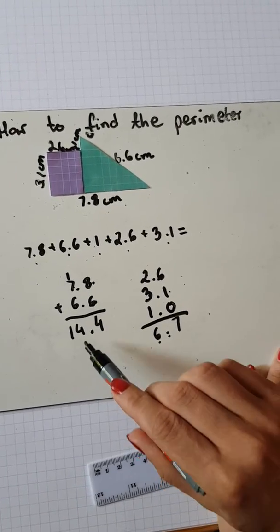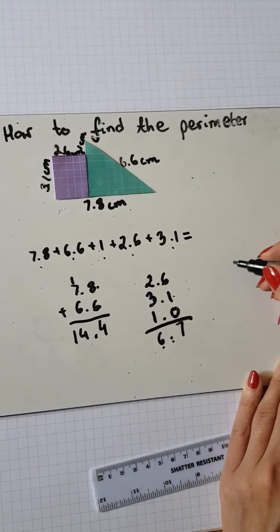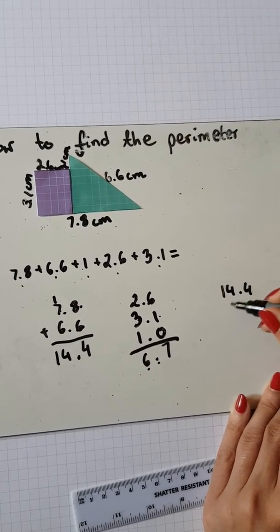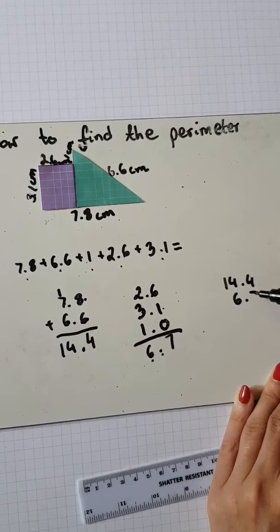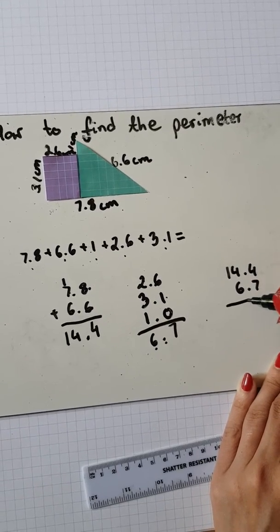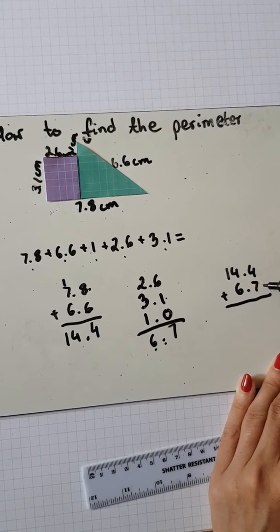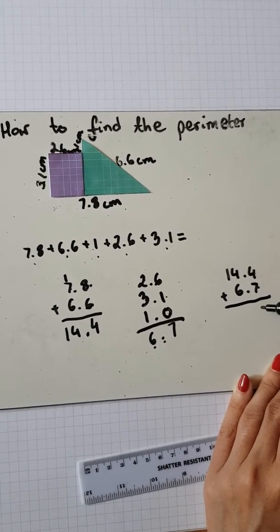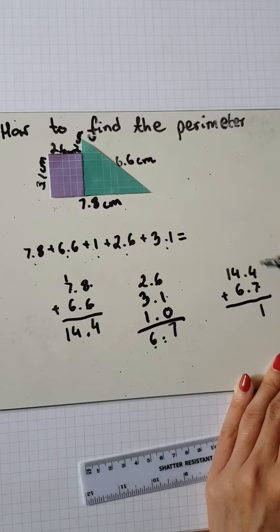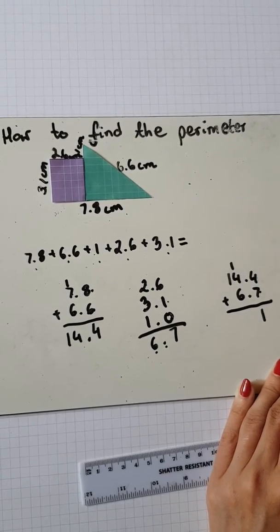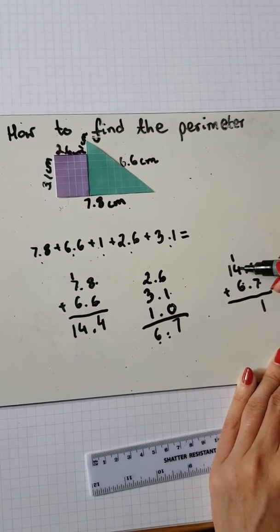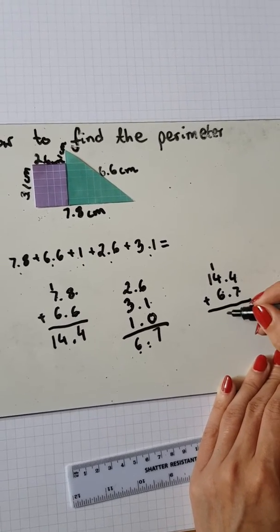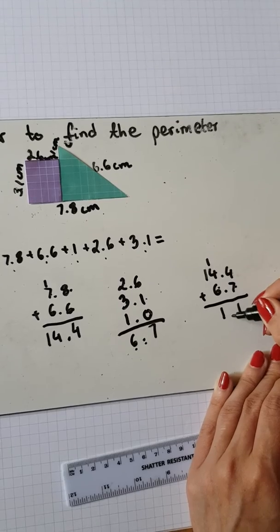So now I need to add these two values together to find the perimeter. I've got 14.4 add 6.7. 7 tenths add 4 tenths equals 11 tenths. Got a whole one that I can rename. 6 add 4 equals 10. Add 1 equals 11. So I'm going to write down my 1 there.